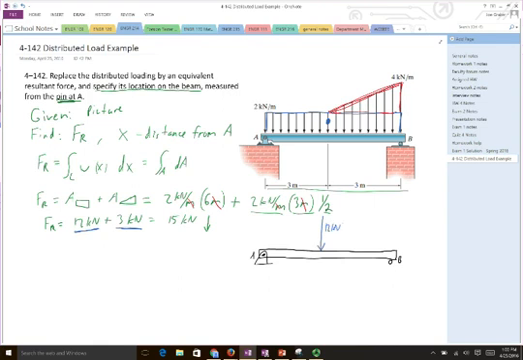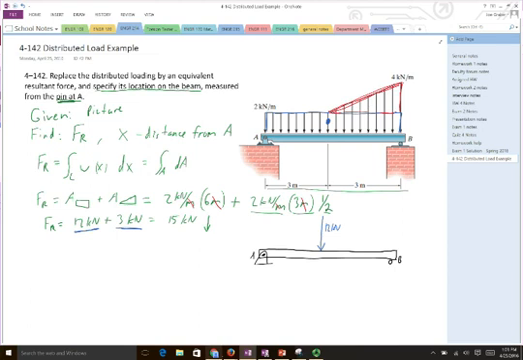And then I have to have the red force, which would be for the triangle, acting in the centroid of that triangle. That would be a 3 kilonewton force. Now, the question is, where is the centroid of a triangle? Well, your book is here to help you with that.